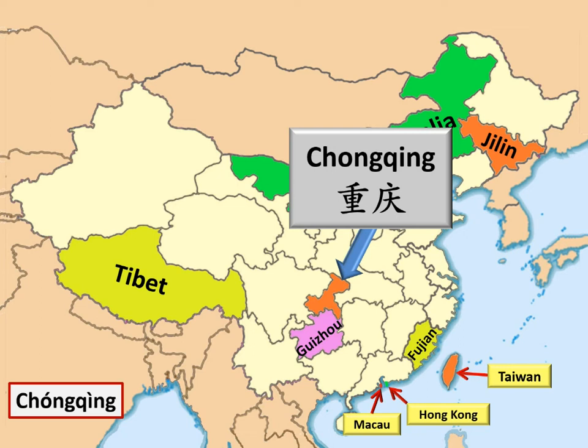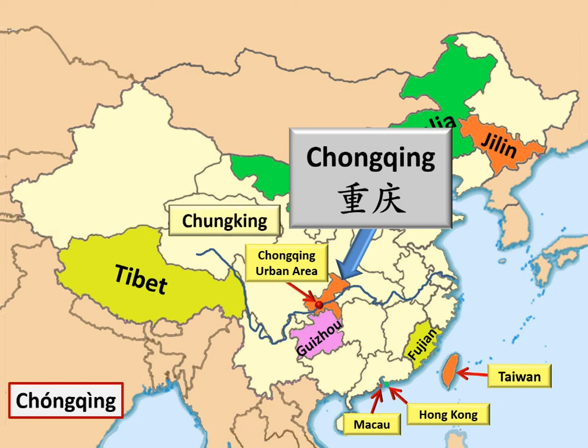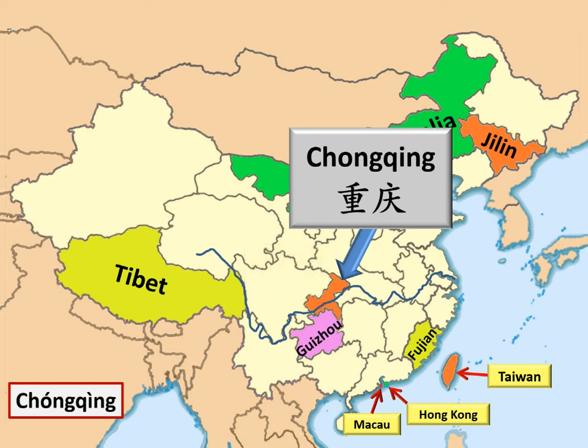This municipality has an area the size of the American state of South Carolina. Chongqing includes a concentrated urban area of 5 million inhabitants. This urban area straddles the Yangtze River and used to be known in the West as Chungking. There are numerous additional cities, towns, and villages within Chongqing. This massive municipality was part of Sichuan province until it was separated in 1997.